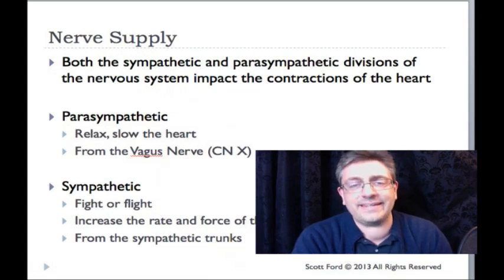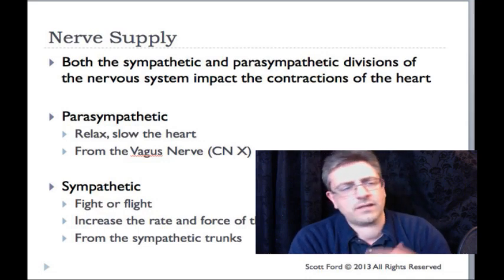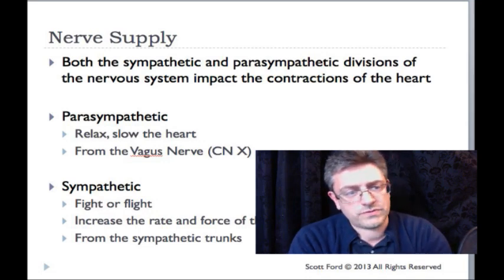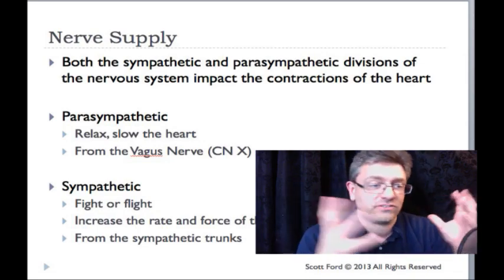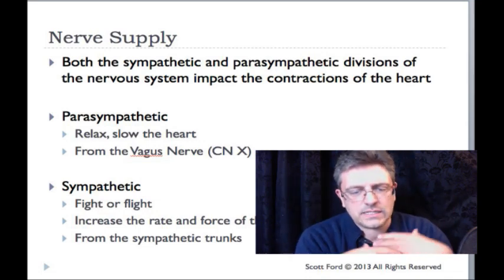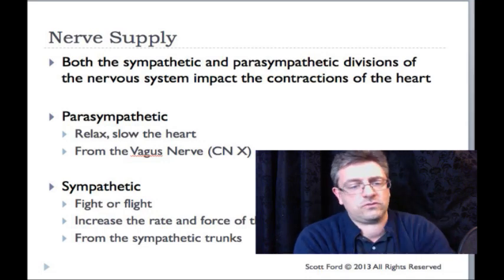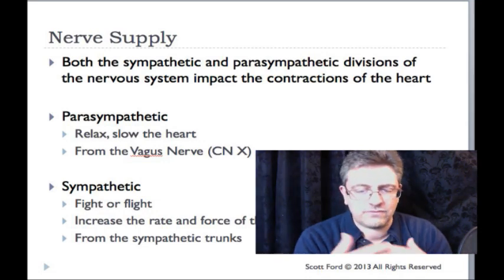But of course, the brain can have an impact on the heartbeat. Both the sympathetic and parasympathetic divisions of the nervous system are going to impact the contractions of the heart. If you've had the nervous system, you remember that the sympathetic nervous system was fight or flight. It was panic, scared, I've got to react to something. You're either going to run away or fight, but something wants to hurt you, and you need to be ready. So with the sympathetic nervous system acting upon it, you're going to increase the rate and force of the heartbeat.